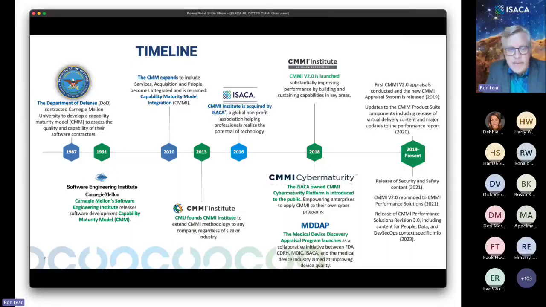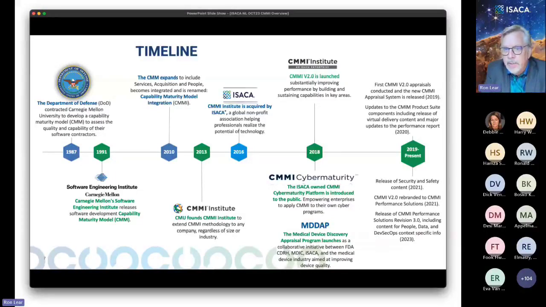Then Carnegie Mellon spun off to the CMMI Institute in 2013 to basically privatize CMMI and to move it from the institute nonprofit perspective and really get it out there in industry, regardless of size, verticals, etc. So in 2016, the CMMI Institute was acquired by ISACA, and ISACA held it as a wholly owned subsidiary for several years. And then in 2018, 2019, what was the remainder of the CMMI Institute team was fully integrated into the rest of ISACA. During that time in 2018, as I mentioned earlier, we launched version 2.0.